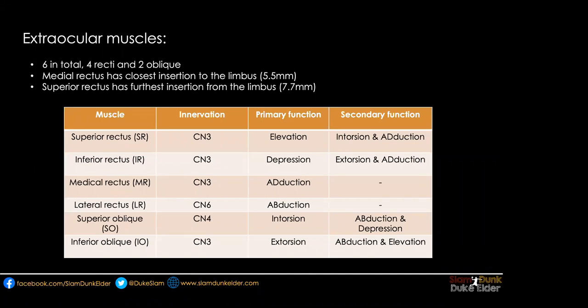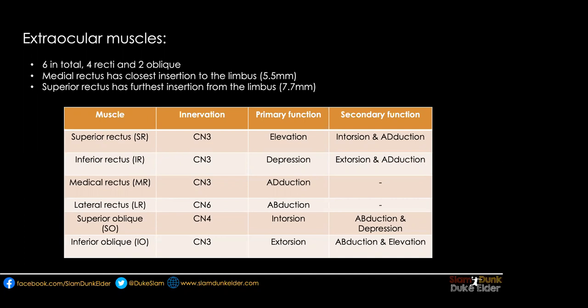So each muscle has primary, secondary, and also some of them have a tertiary function. The secondary functions are actually not the main direction that the eye moves, but they are part of the movement that it aids, it's just not the most important action of it.